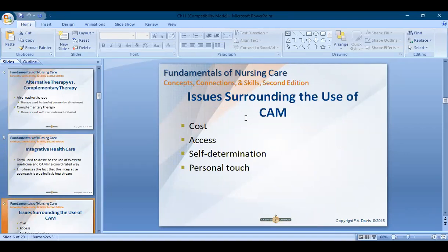Go next, they said the issues surrounding the use of complementary and alternative medicine. What are the issues? First of all, cost, right? If you have good health insurance, it's fine, but if you do not, some medication is too expensive, right? Some people in developing countries are not able to buy, so they should choose the other option. So cost is an important factor. And also access. Sometimes it is difficult to get, right? Access.